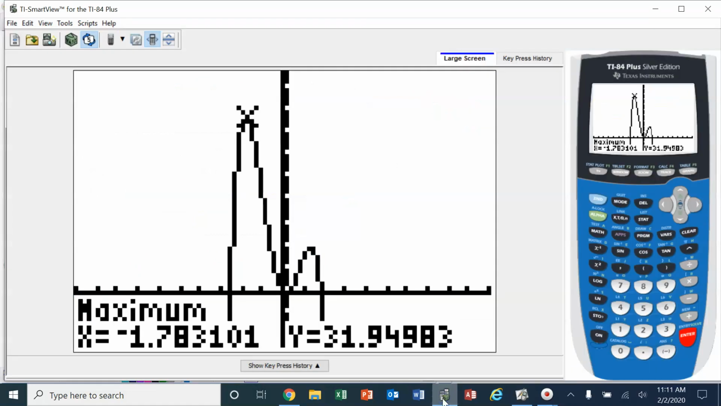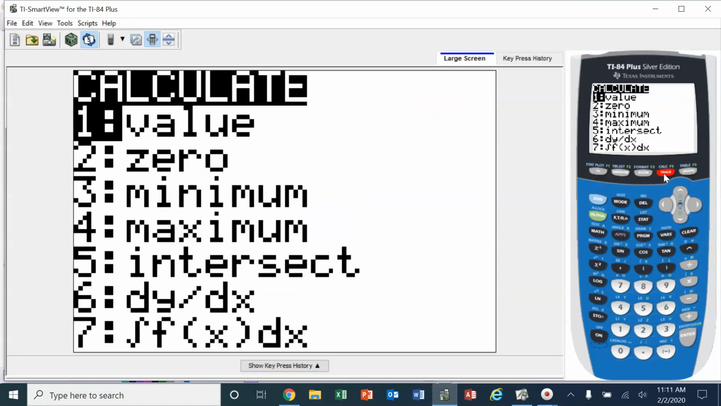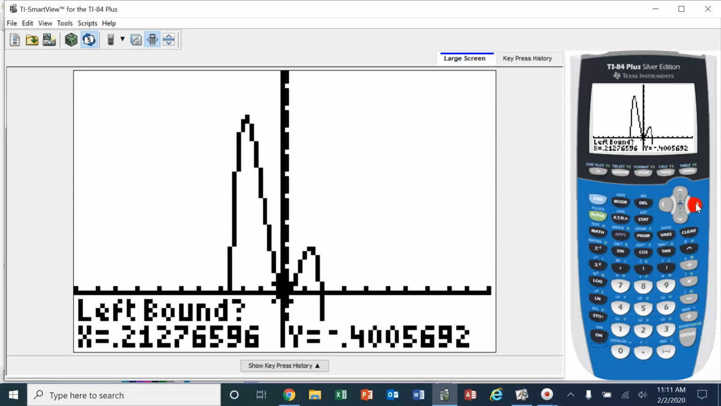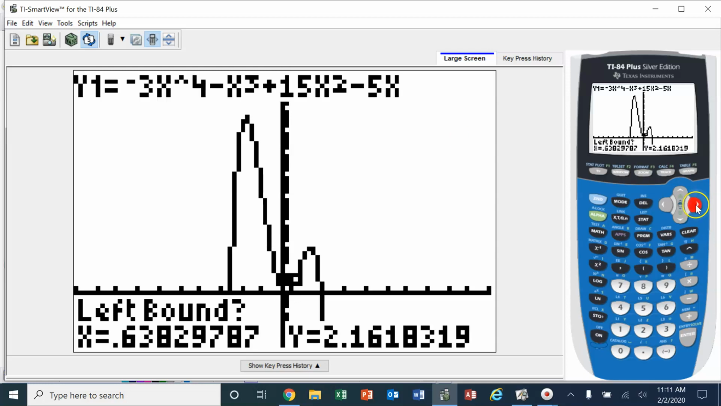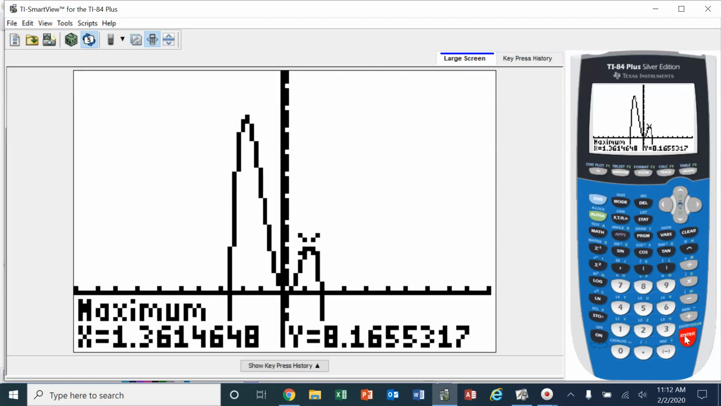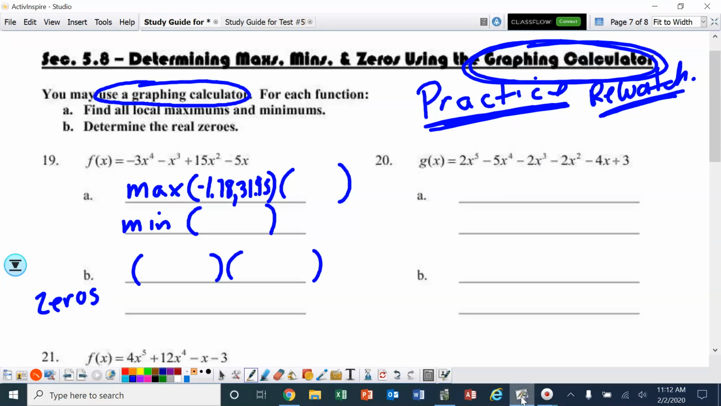All right, there's another maximum. I'm going to go ahead and do that one right away. So I'm going to go back, hit that, pick maximum. But this time I need to move my little spider around. I need to move it closer to the maximum. Okay, there it is. That's close enough. Hit enter once. Move my little spider to the right side. There we go. Hit enter twice. All right, there's the second maximum. Let's write that down: 1.36, 8.17.